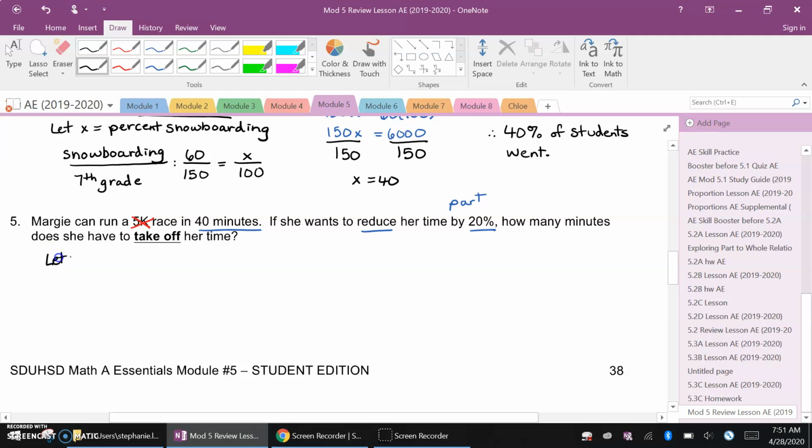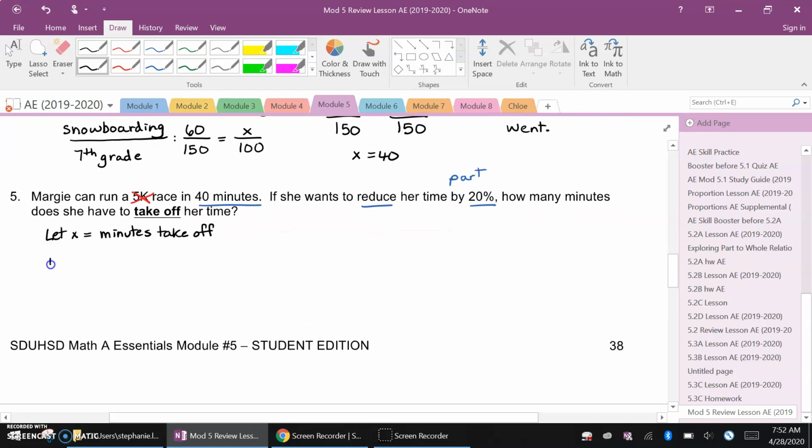So we're going to let X equal minutes to take off. And we are going to have minutes to take off to original time, or her starting time if you want to use starting time. I'm going to go ahead and use original time. And then we're going to go ahead and set up our proportion. So we know she wants to reduce by 20%. So percent gives us 20 over 100. We don't know how much time she needs to take off, but we do know that she started at 40 minutes. And now we're going to cross multiply again.